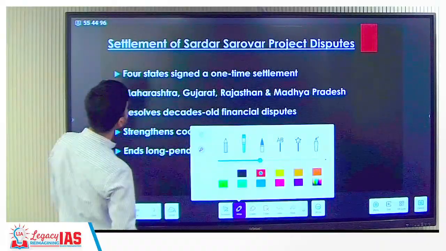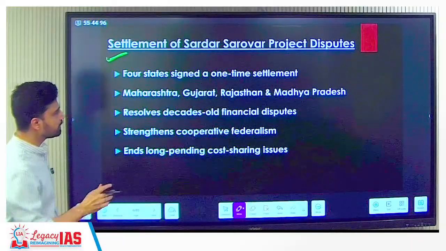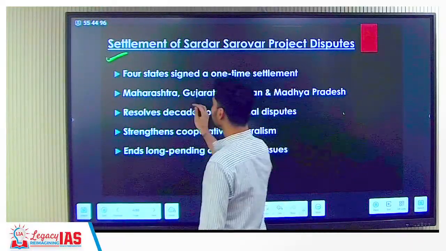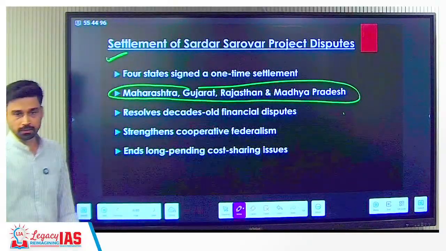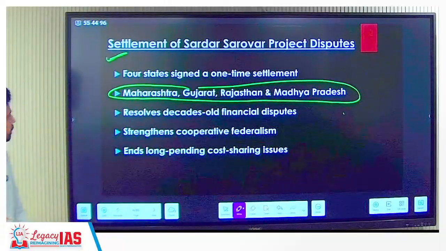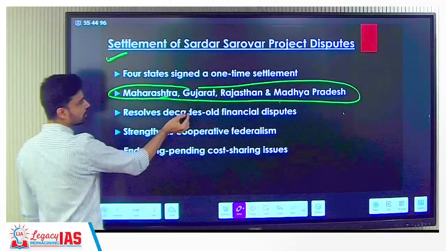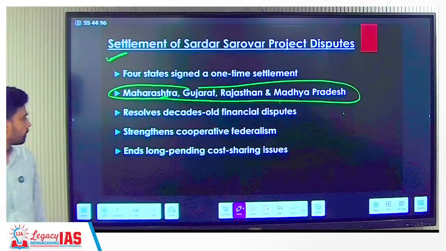So, if you look at the dispute, what was the dispute about? Settlement of the Sardar Sarovar project. Basically, see, the thing is that a total of 4 states are involved here. Which states? Maharashtra, Gujarat, Rajasthan, and Madhya Pradesh. Because the river originates from Madhya Pradesh, then flows through Maharashtra and Gujarat, and the water through the canal is also transported to the state of Rajasthan.